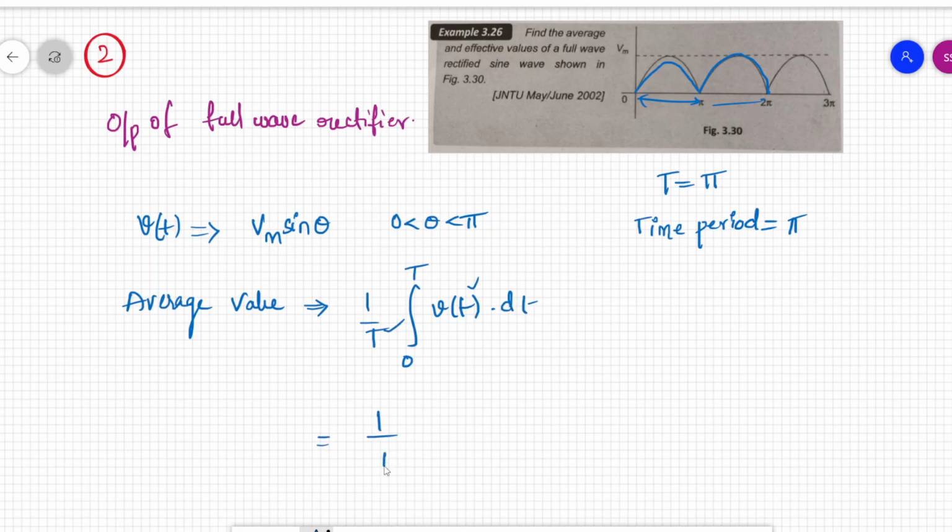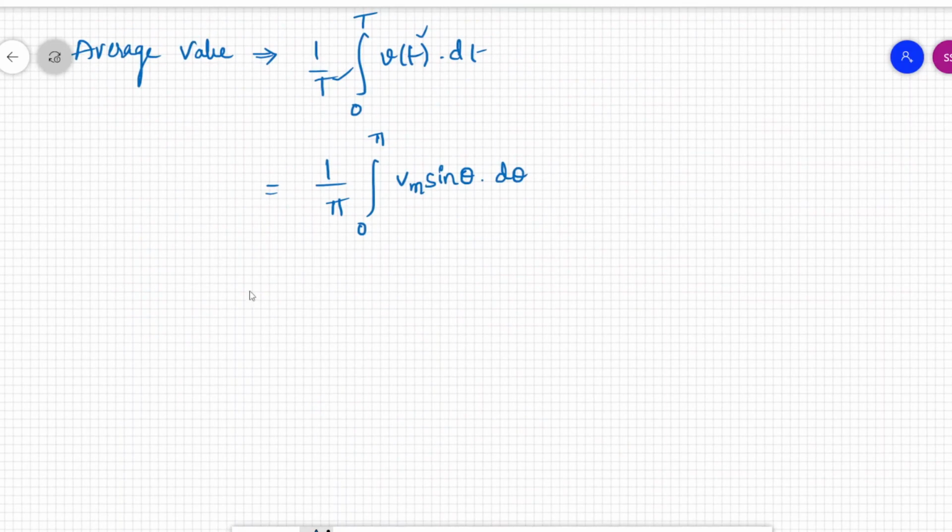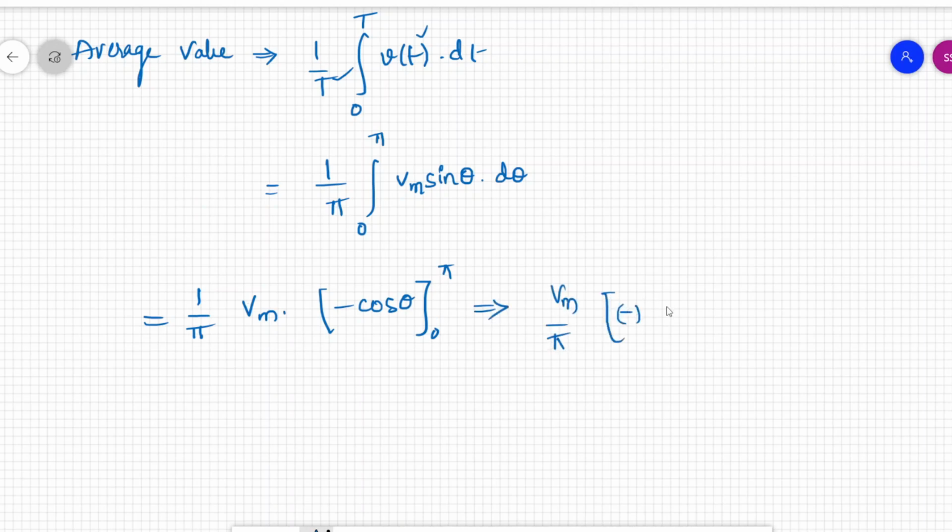V of t, 1 by T is pi here, and integral 0 to pi. V of t is Vm sine omega t, sine theta actually, sine theta dt. Okay, so let us solve this. That will be equal to 1 by pi. So I am taking Vm outside. That will be Vm. So integral of sine theta will be minus cos theta from limits 0 to pi. Okay, so let us solve it. Vm by pi, that will be minus cos pi minus cos 0, that will be 2, right?